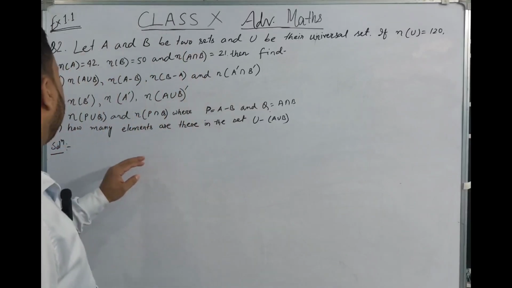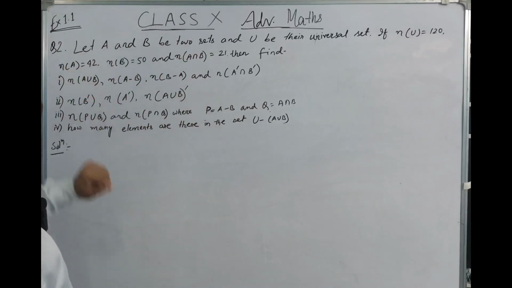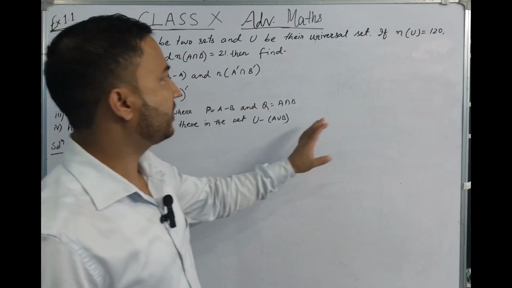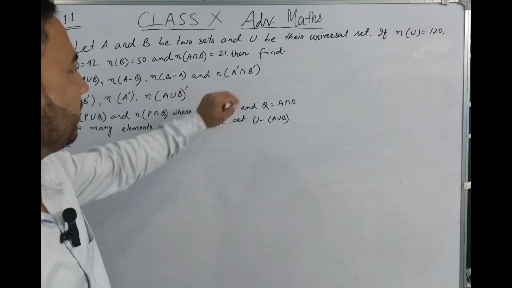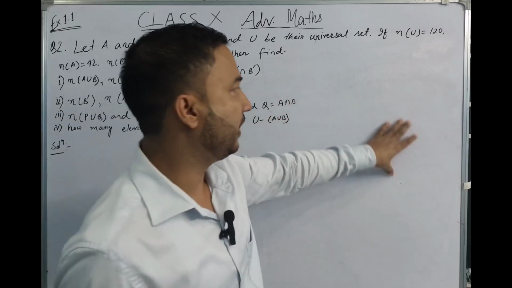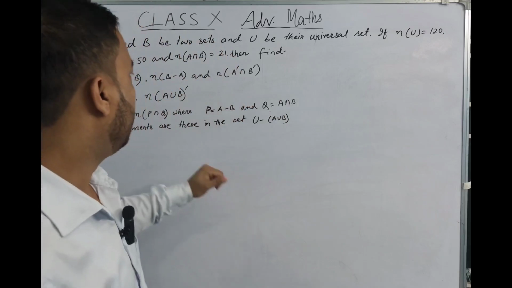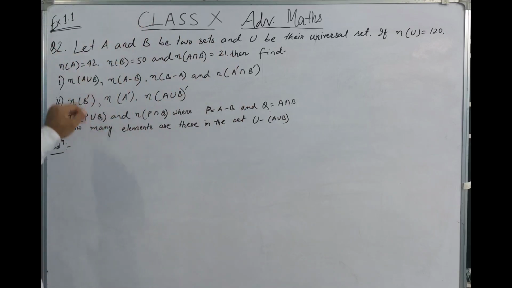Now we are going to find the values of these questions. Since we have discussed what is A difference B, what is B difference A, what is A complement, we have already discussed this thing. Now we are able to find the answer or solution of these questions. So here let us recall the question again.